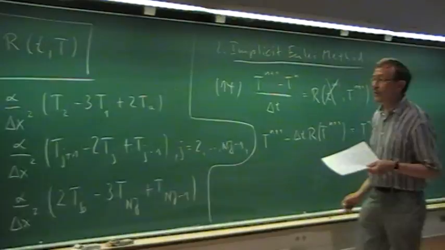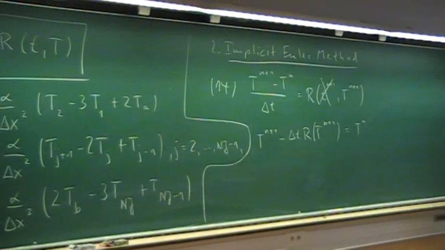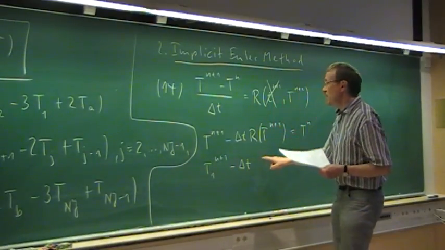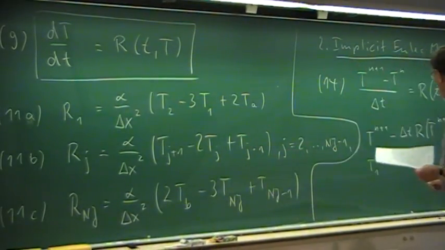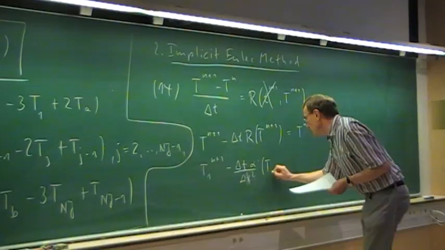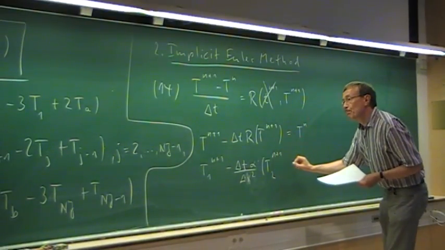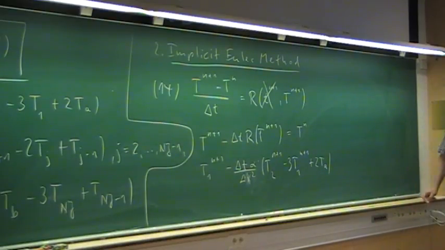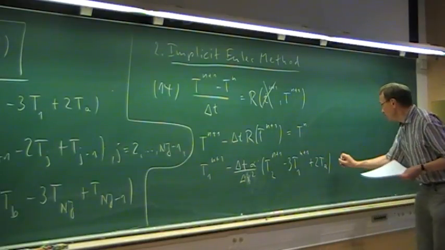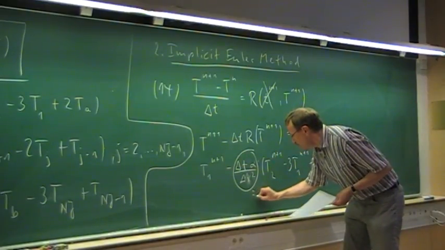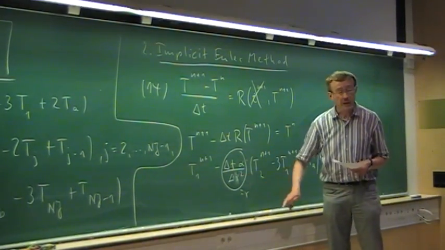We have already seen what this gives for this equation here. Now we want to see what it gives for this equation for the R1. So we just have to consider the first component, that is the T1. If we do that for the T1, then we have minus delta t times the R1. And the R1, that is this here. So that will be alpha over delta x squared times the T2, and that is at the new time level, minus 3 T1 n plus 1 and plus 2TA, right? And that is equal to the T1 n. That is, we are in the first cell. And the term that is appearing here, that is what we call the von Neumann number, R, the thermal diffusivity times delta t divided by delta x squared.